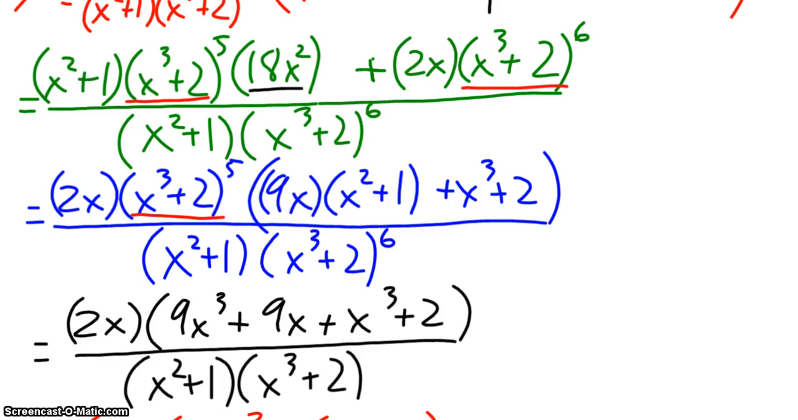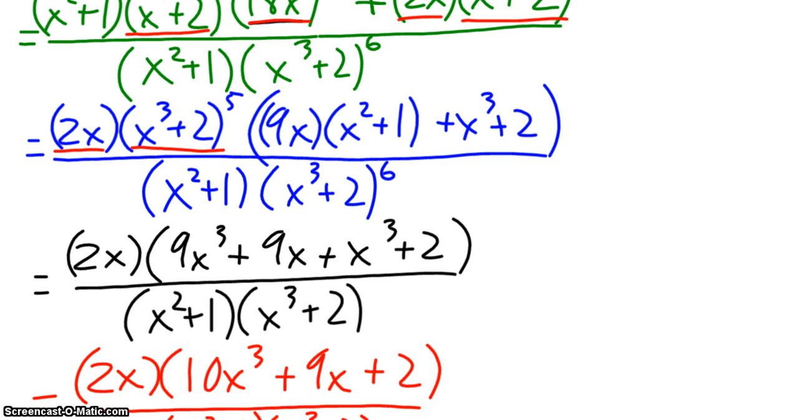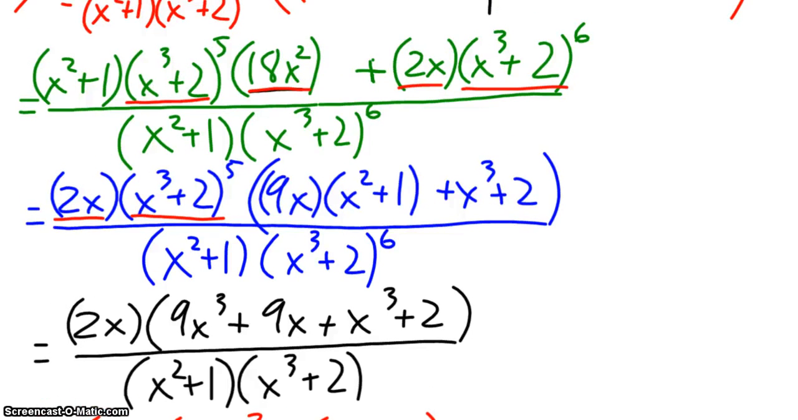So I can factor out x cubed plus 2 to the 5th. This has an 18x squared, and this has a 2x, so I can factor out a 2x. So when I do that, the nice thing is I end up with the quantity 2x times the quantity x cubed plus 2 to the 5th times the entire quantity 9x times x squared plus 1 plus x cubed plus 2, all over the denominator x squared plus 1 times x cubed plus 2 all to the 6th. But what's fantastic is now that this is a factor, this is going to cancel.